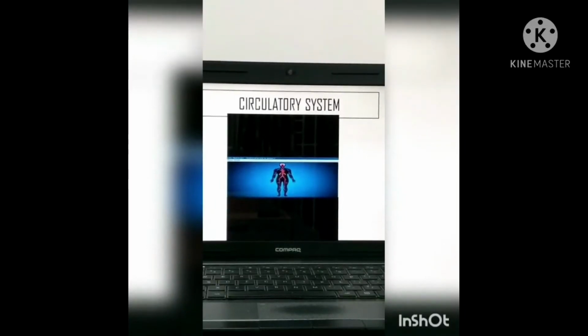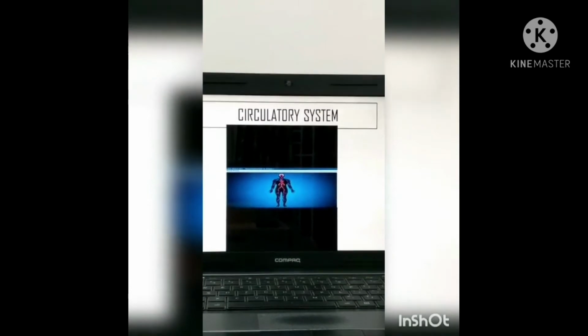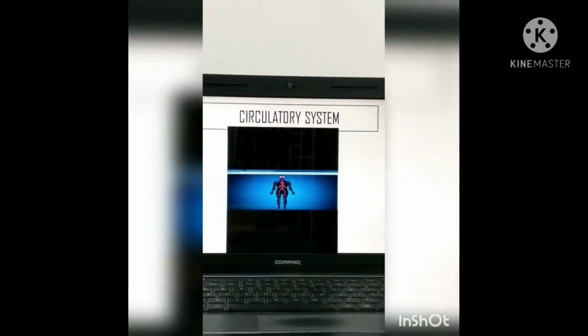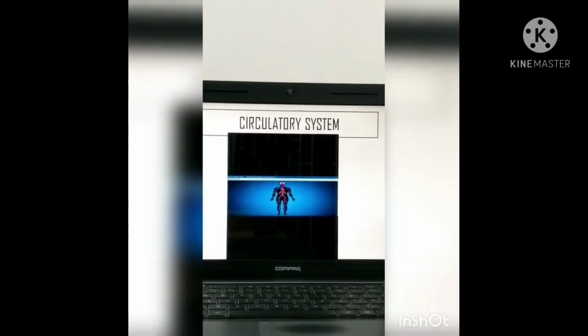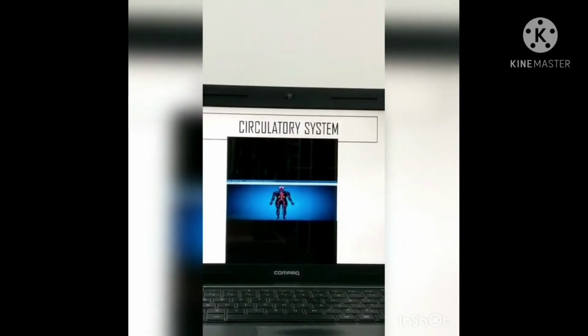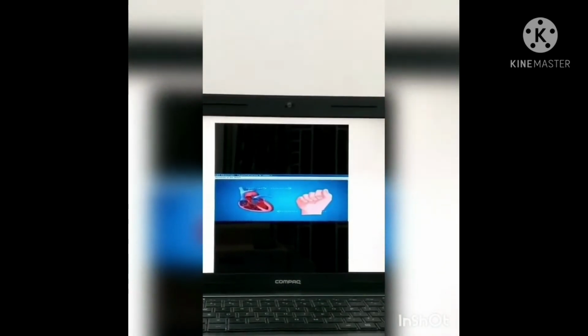The circulatory system consists of heart, blood and blood vessels. The pumping organ is heart. It is located between the lungs in the thoracic cavity. Heart is covered with a fluid-filled sac called pericardium. It is a muscular organ which is as big as our fist.